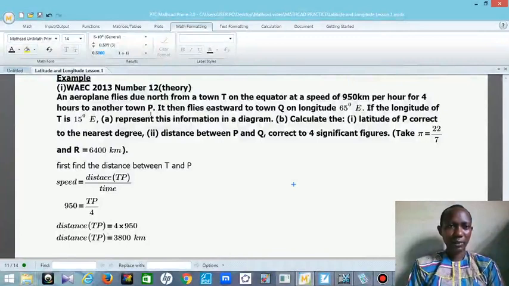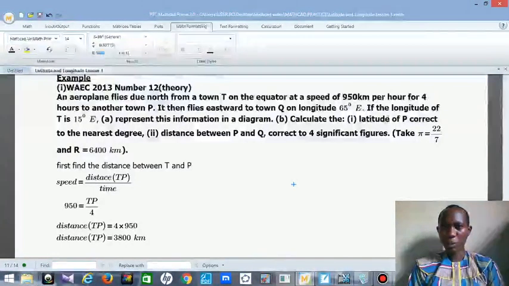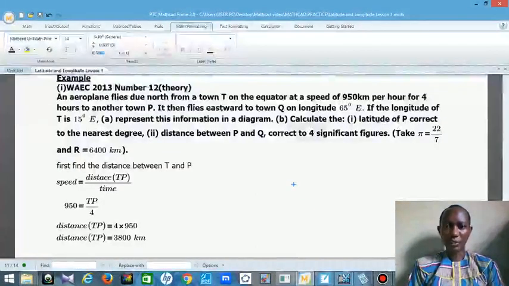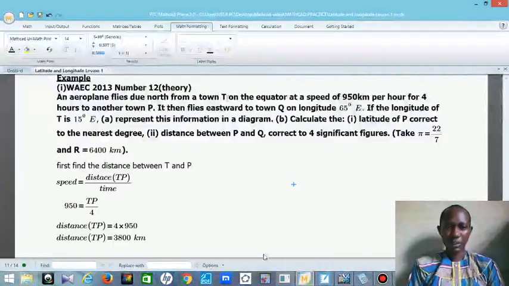Okay, so let's locate town P. But before we locate town P, let's see. It's part of what they want us to calculate. You can see it: latitude of P. We don't know the latitude of P, so they want us to calculate the latitude of P. But the most important thing is the plane started from T and moved northward. You can see it flew due north from T.